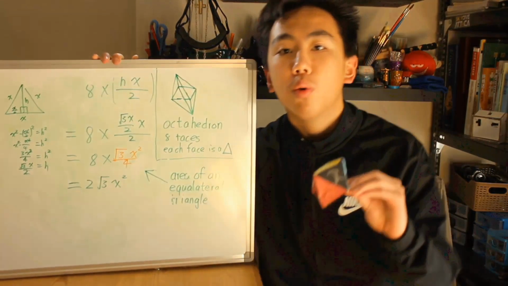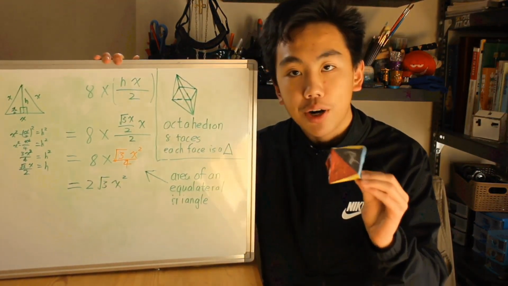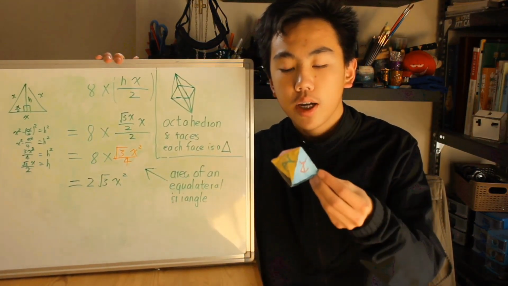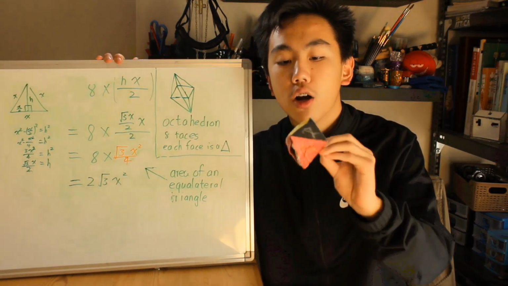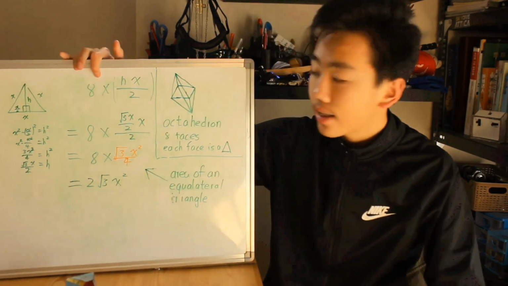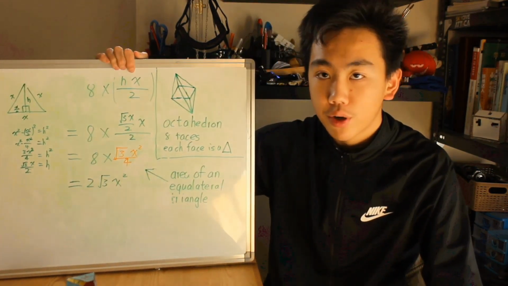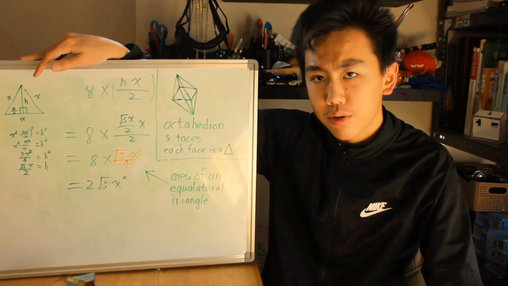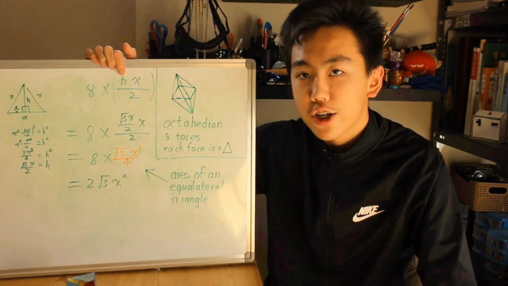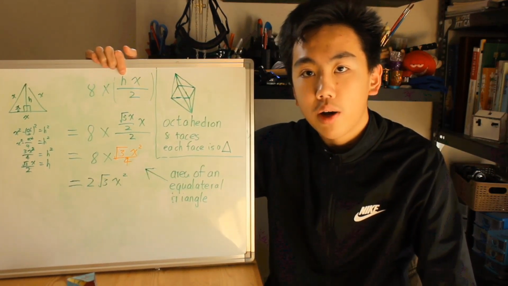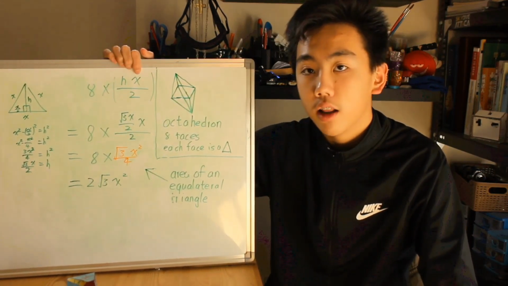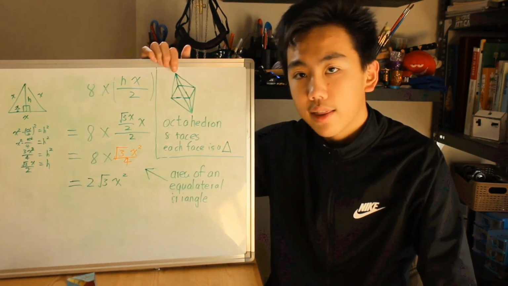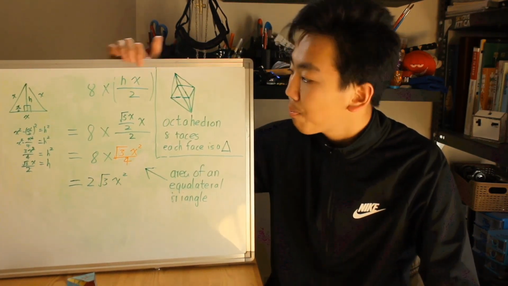Alright guys, so we've got a regular octahedron. It has 8 faces and each face is a triangle. So 8 as the number of faces times the area of each triangle, and that's the formula. The same thing as we did for the tetrahedron, we need to substitute h. So we've only got one variable, x, the length of the edge. And that would be better.